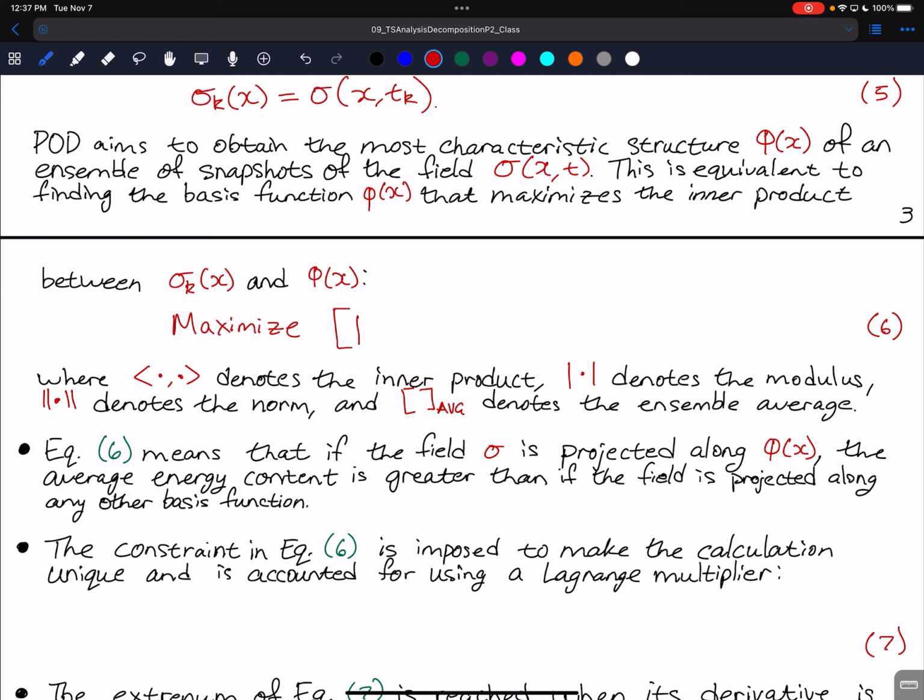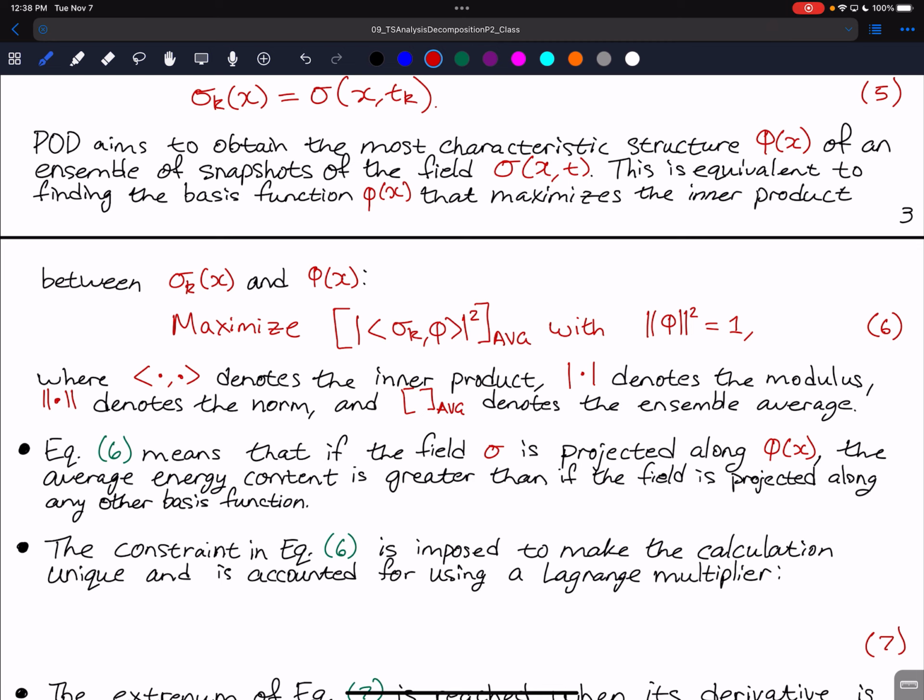the following: a square bracket, an absolute value symbol, a triangular bracket, and then sigma k comma phi. We close the triangular bracket. That represents our inner product. Another line represents our modulus operator, modulus squared, and then a square bracket, and we're going to take an average over that, with the following constraint, that the norm of phi, norm squared, is equal to 1.